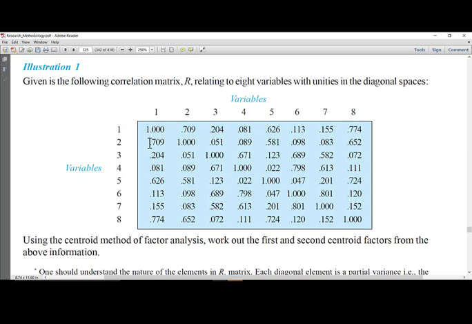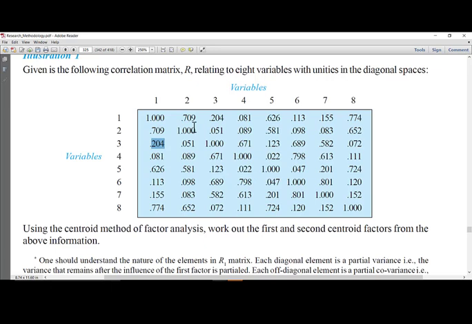That is why this value and this value are same. And you can also observe the correlation between 1 and 3 is 0.204. So the correlation between 3 and 1 is also 0.204. So that way you can understand this correlation matrix. These correlations between two variables can be computed using any method. We have already discussed such methods.